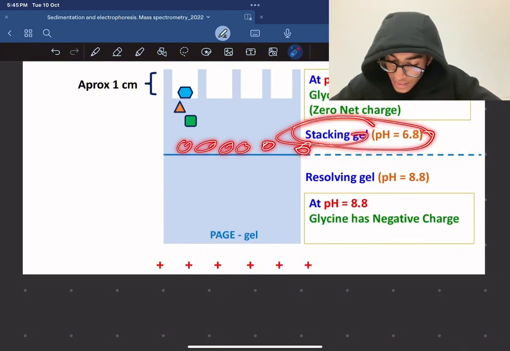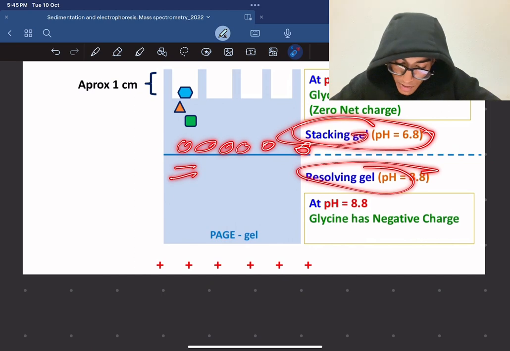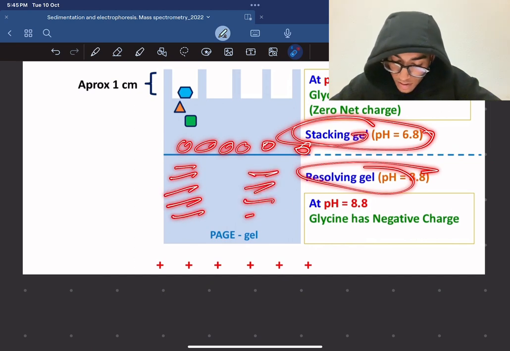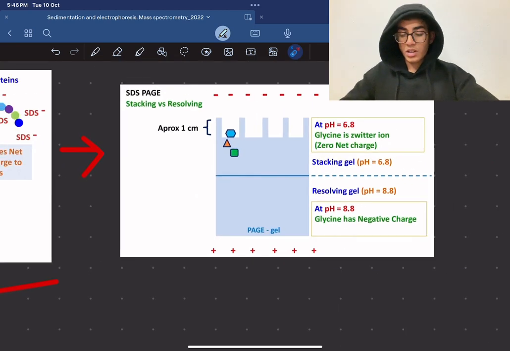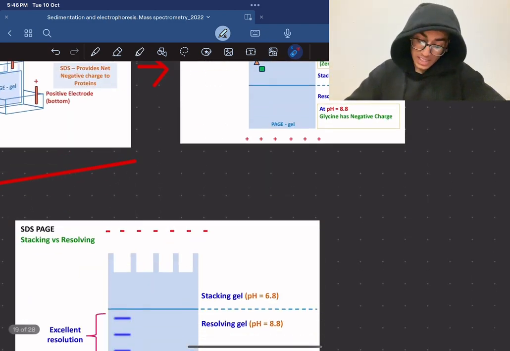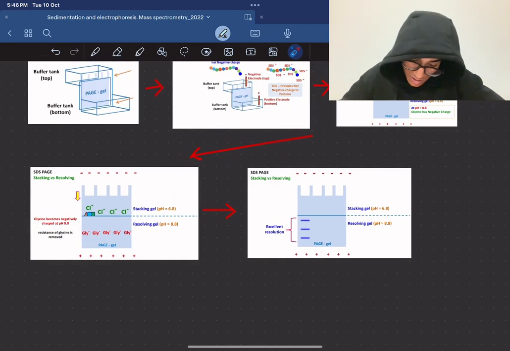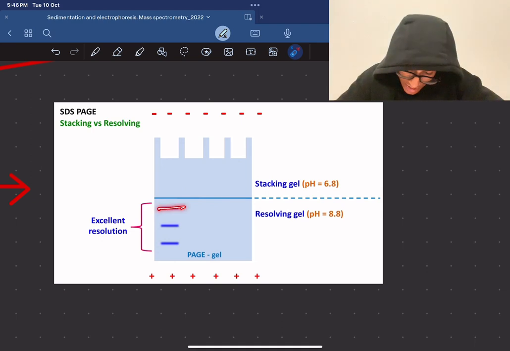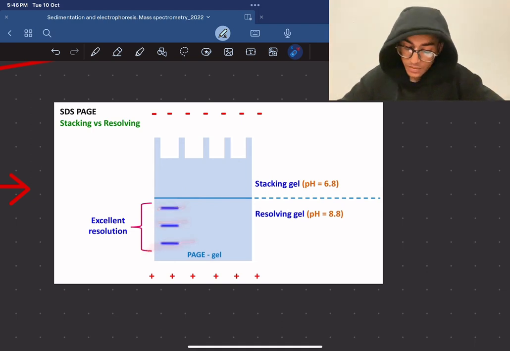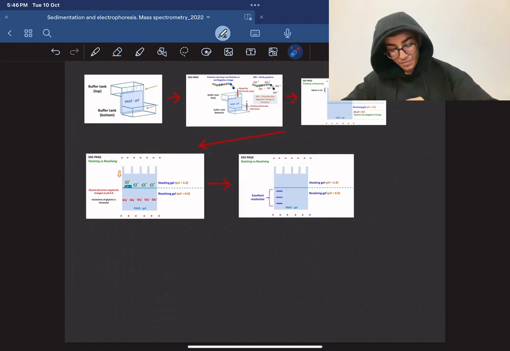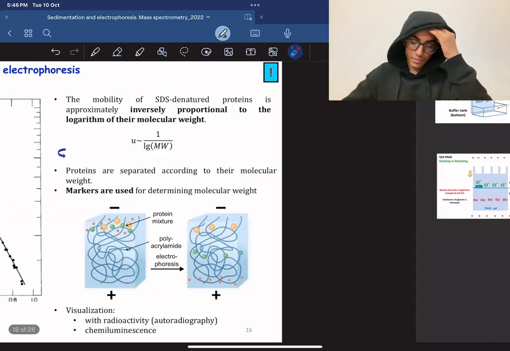Okay. And then this resolving gel resolves them into absolutely clear resolution to understand the differences between their molecular weights. And as you can see over here, we get excellent resolution.